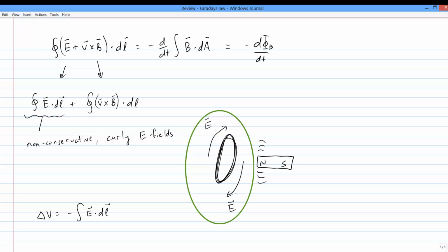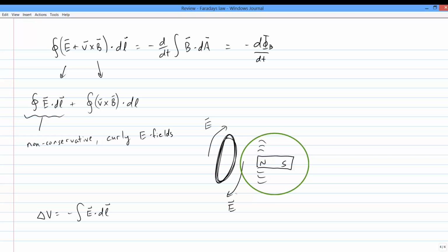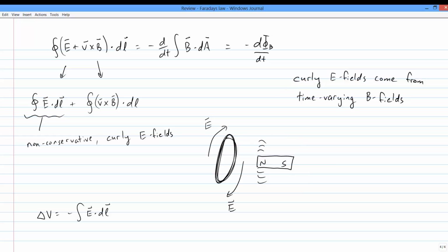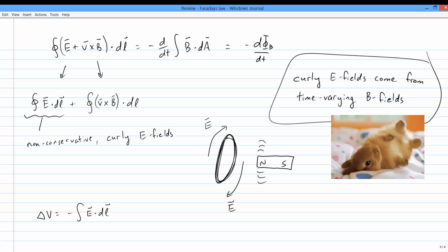These curly E fields come about whenever you have a changing magnetic field, which, as you may recall, is one of the ways that you can have a changing magnetic flux. I'll say it again. Curly E fields come from time-varying B fields, something important enough that I'll put a bunny on it for emphasis. Now, the other term in Faraday's Law is the integral of a V cross B thing, where the V represents the motion of the loop itself.